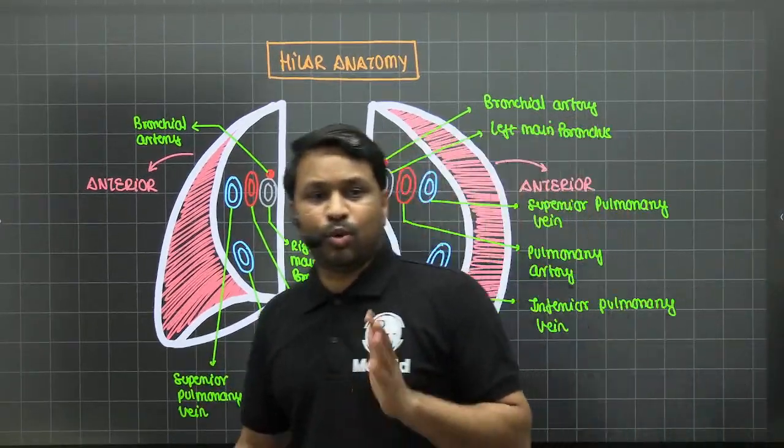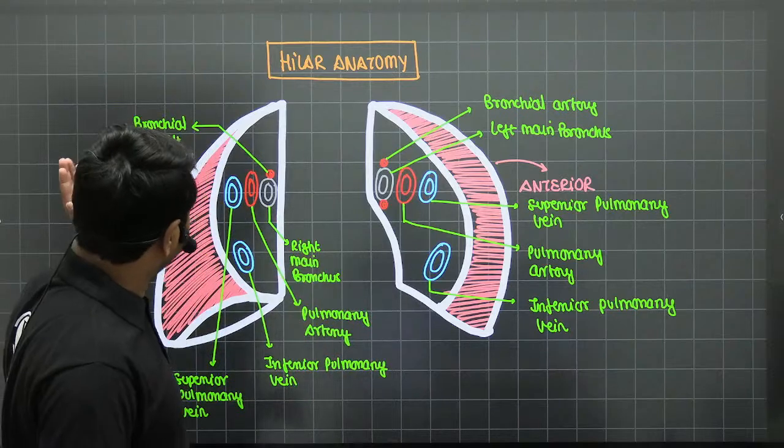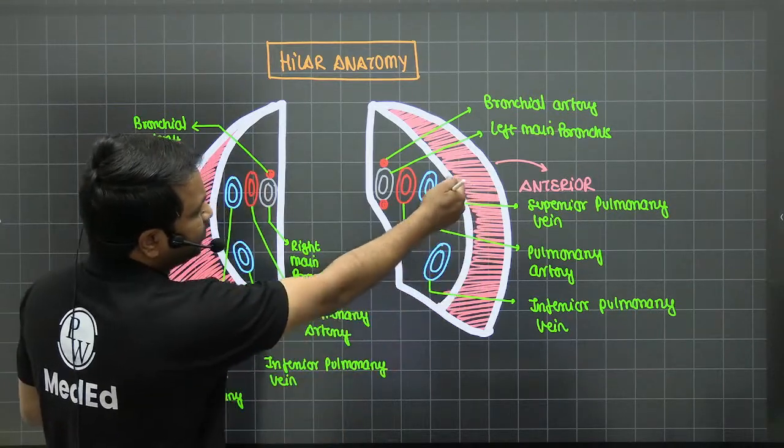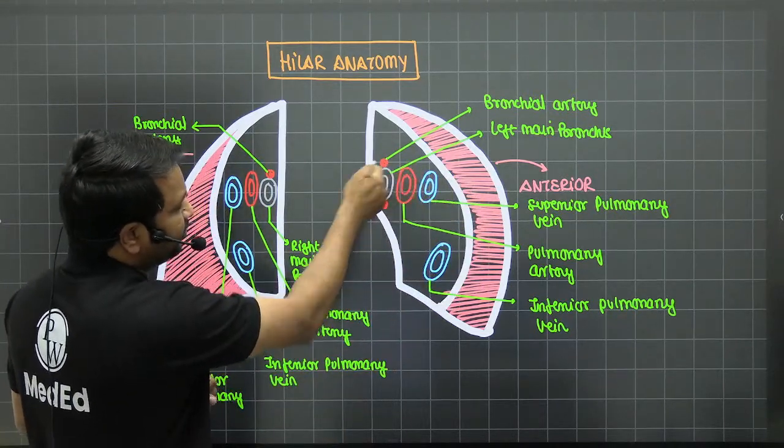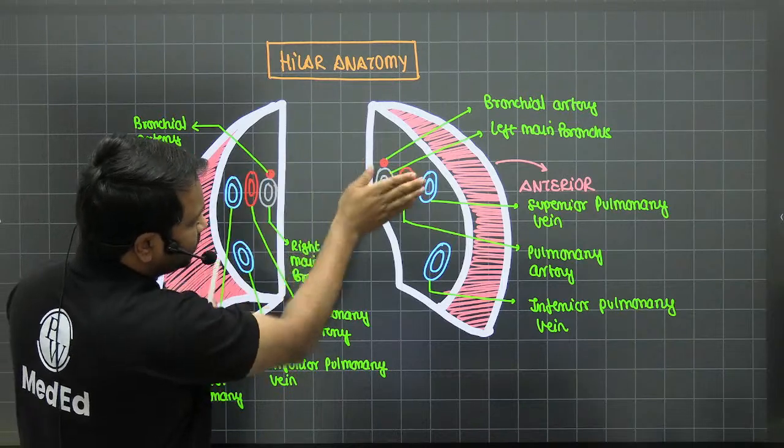So you should know what you're going to encounter if you're coming from anterior. If you come from the front, first there is the superior pulmonary vein, then the pulmonary artery, then the bronchus. If you come from behind, from the posterior approach, right?